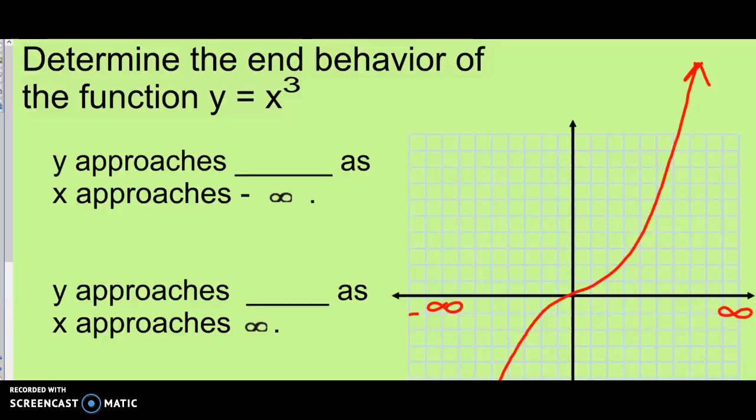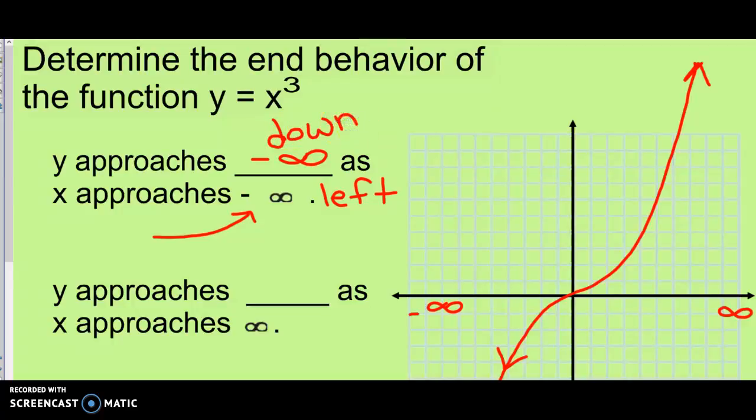Okay, so y approaches what? Okay, this is a little backwards. x is approaching negative infinity. That means on the left. What is y doing? Well, let's go down and look to see what y is doing. It looks like it's going to end up going down. So y approaches negative infinity. So that means it's going down.